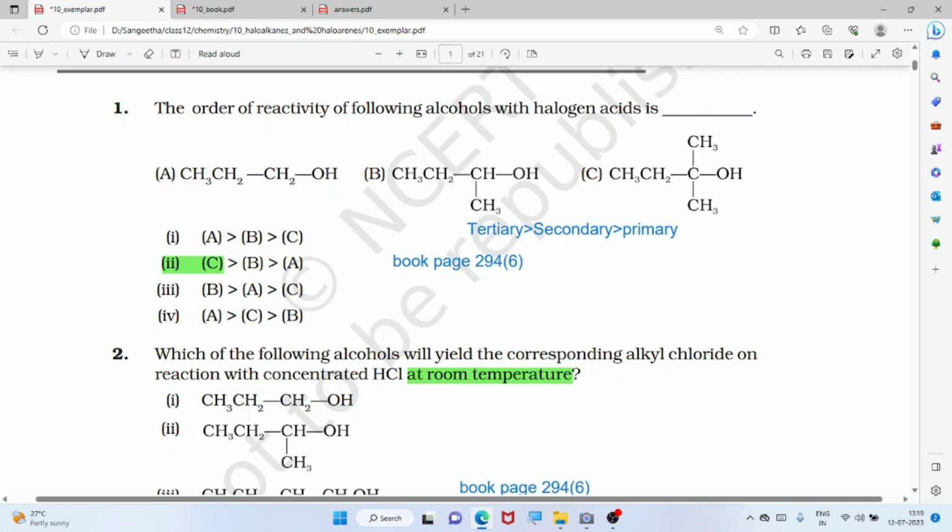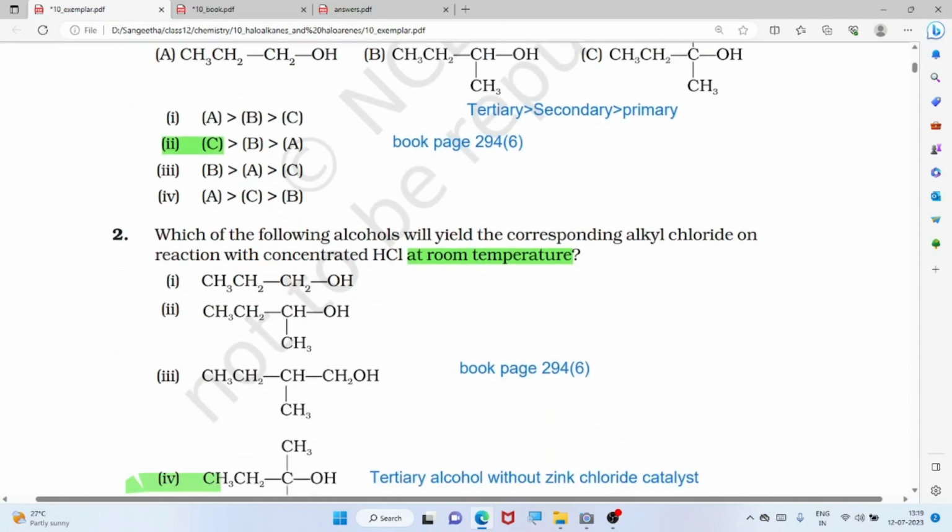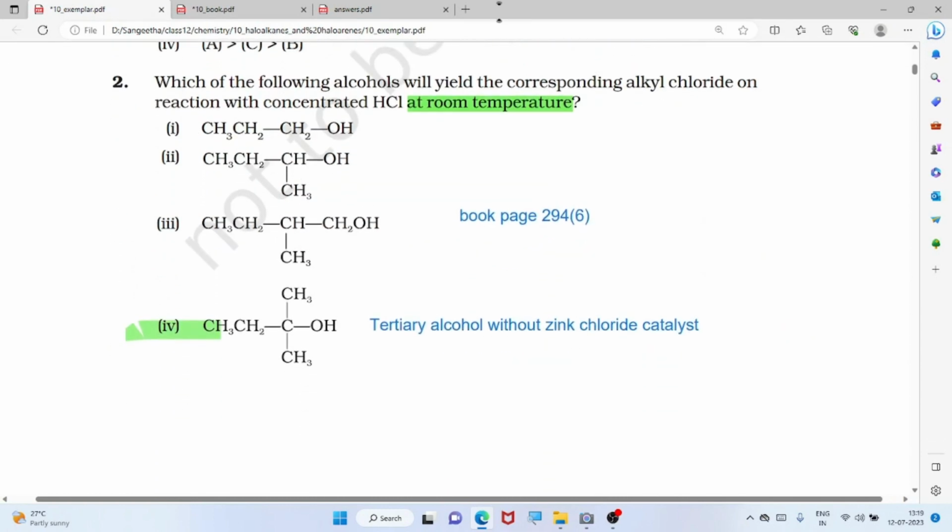So these are the alcohols. Which of the following alcohols will give the corresponding alkyl chloride on reaction with concentrated HCl at room temperature? They are asking at room temperature. This is the one, the tertiary alcohol, without using zinc chloride as a catalyst. At room temperature only this alkyl chloride will be formed.